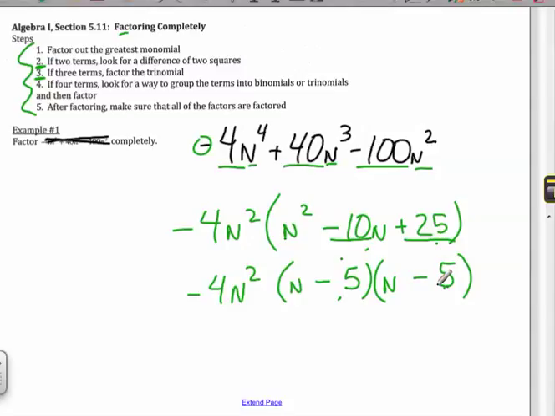Okay? Now, I need to look at the remaining factors. I've got 3 of them. One here, and one here. Okay? Can I factor any of these remaining factors? Miles? I don't think so. That's it. We're going to leave the number by itself. Okay? That's it. It's done.